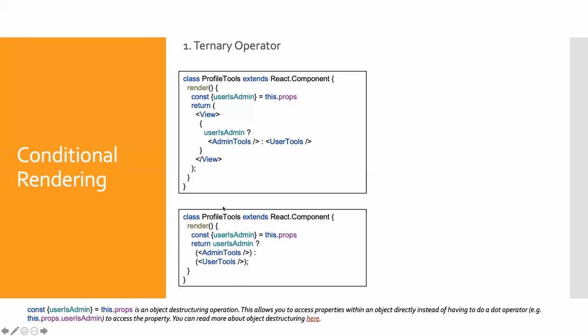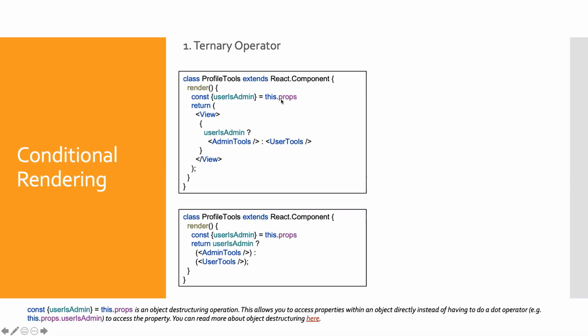The other way you can do it, of course, is like this, where we take out the top level component completely and just return the component itself. So in this case, you can see: if user is an admin, return the admin tool; otherwise, return the user tool. Okay. There's one new thing about this code base that you probably have not seen in part 1, which is in this first section that says const userIsAdmin equals this.props.